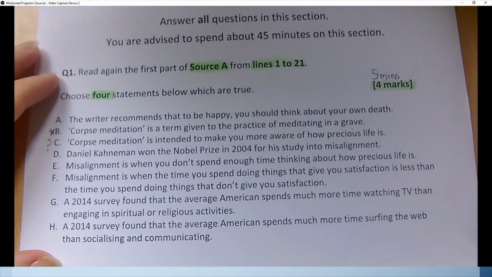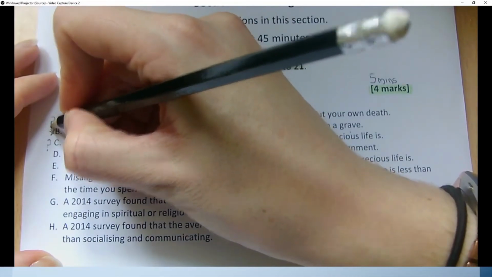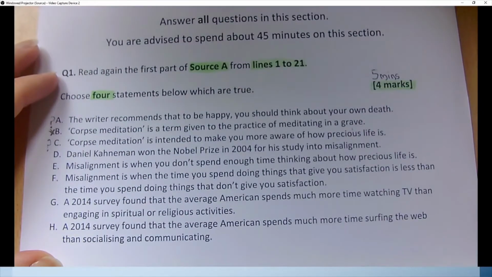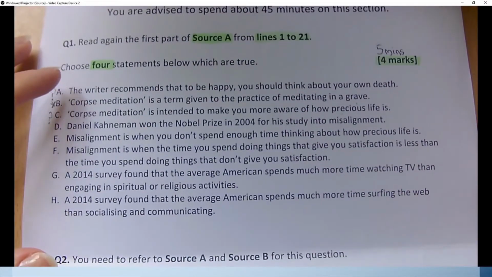I am just going to check all of the statements through before I then confirm. That one could potentially be one as well, A, because as it said there, to start thinking about life more and be happy, you need to start thinking more about your death. So that could potentially be a correct answer as well. So back to the source.